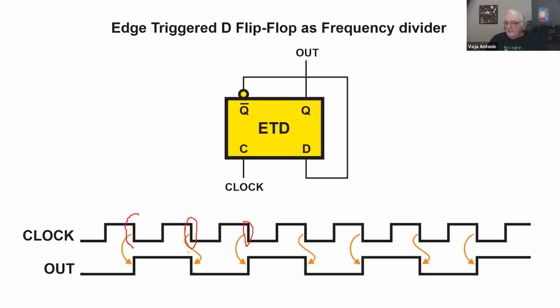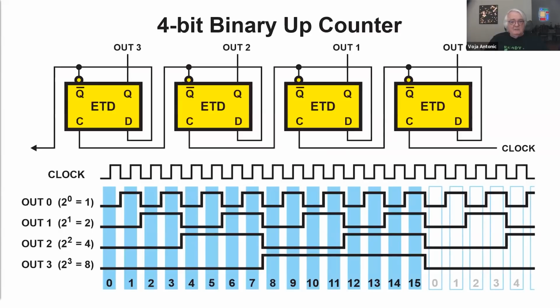So if we connect this output to the next stage, then it will do the same thing, but with a lower frequency. And we get the binary counter, actually. This is a 4-bit binary counter. The clock comes from the right side, and it switches the output first, second, and so on.